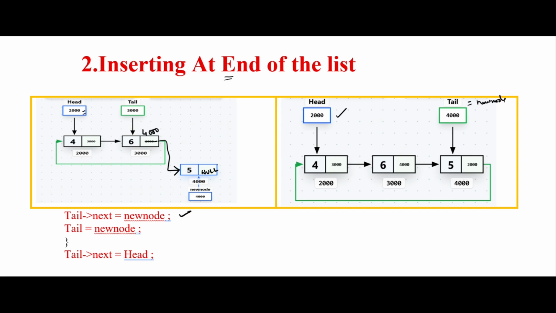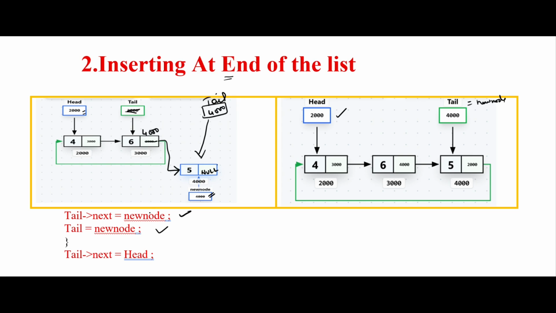Now this is tail equal to new node. What is the new node value? 4000. So previously it is pointing to 3000, but now tail equal to new node. New node is 4000, so it is going to point here. This is the last node.